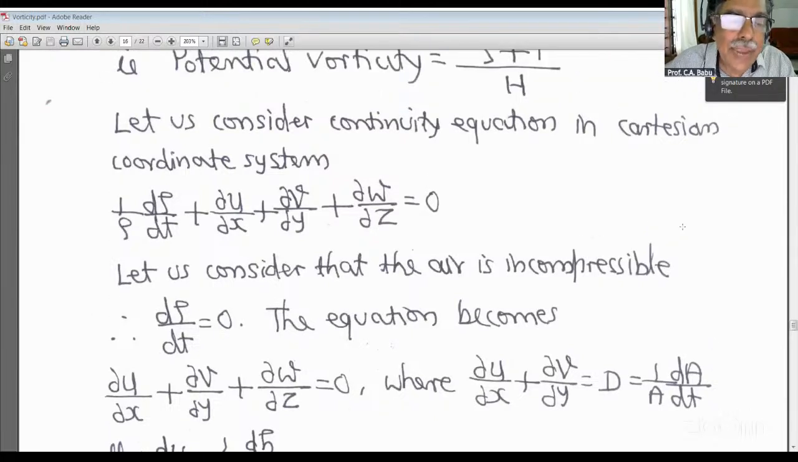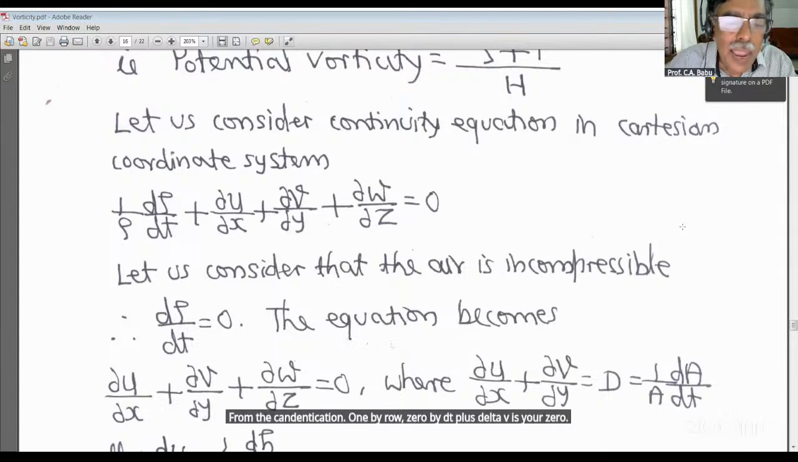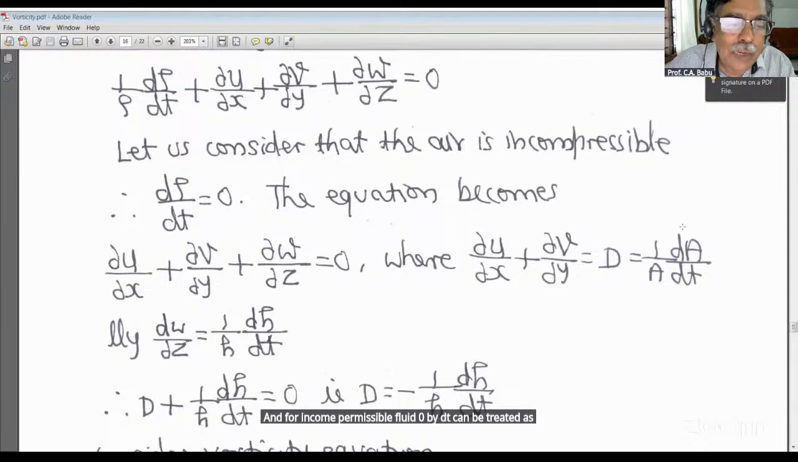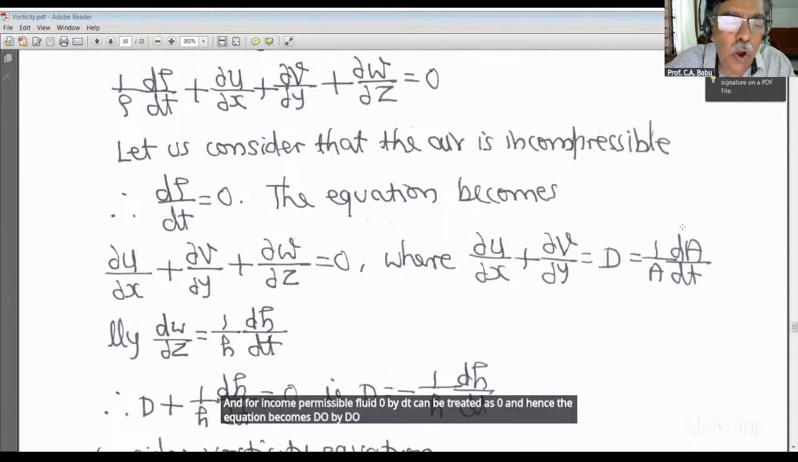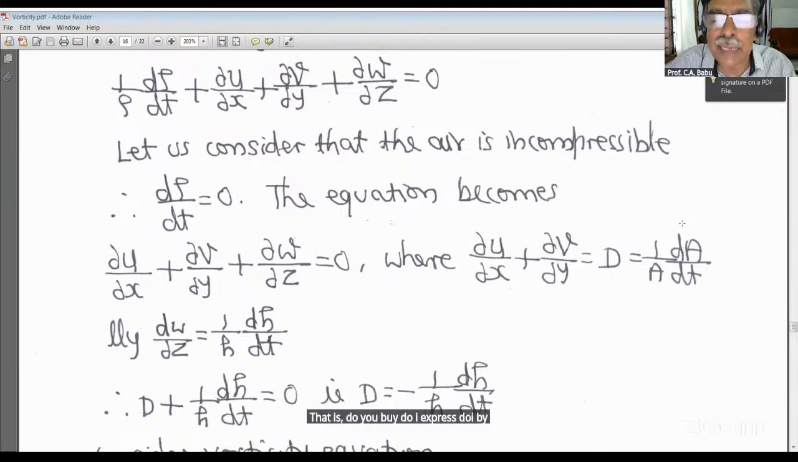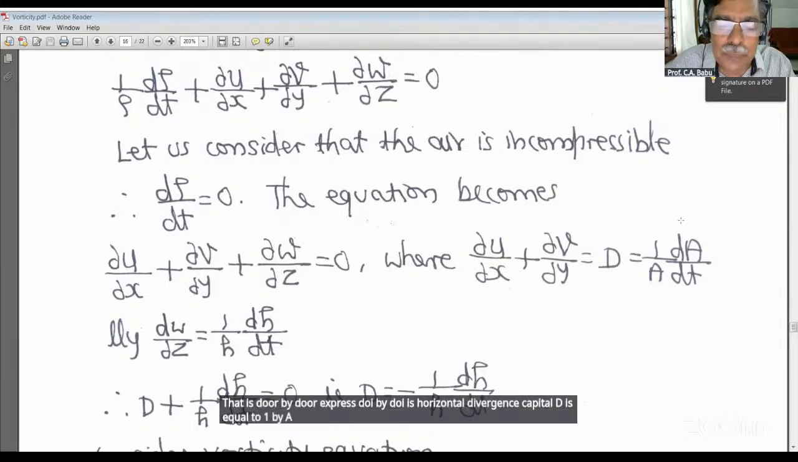From the continuity equation, 1 by rho d rho by dt plus del dot v is equal to 0. And for an incompressible fluid, d rho by dt can be treated as 0. And hence the equation becomes ∂u/∂x plus ∂v/∂y plus ∂w/∂z is equal to 0. That is, ∂u/∂x plus ∂v/∂y is the horizontal divergence, capital D, equal to 1 by a dA by dt as per the definition, that is, the fractional rate of change of area.